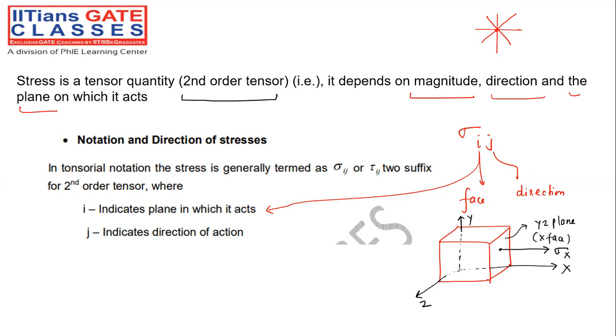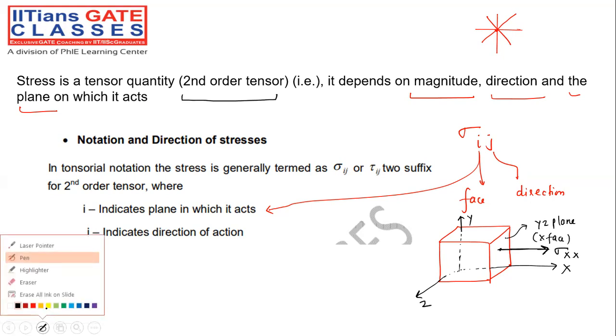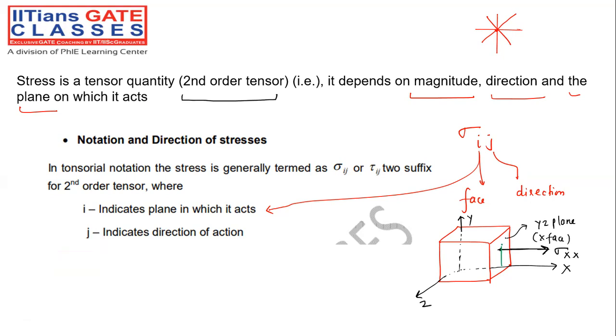So what can you write? Sigma X, because this particular value of the stress is acting on the X face, in the X direction. Or if I say something like here also, one tau is acting, and if I say it is acting on the X face, then in which direction? In the Y direction, something like that.